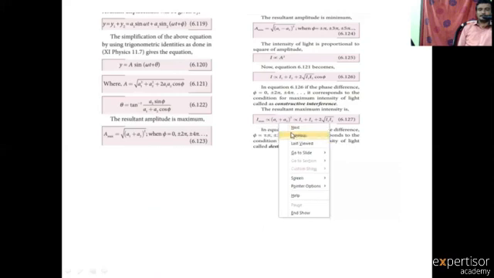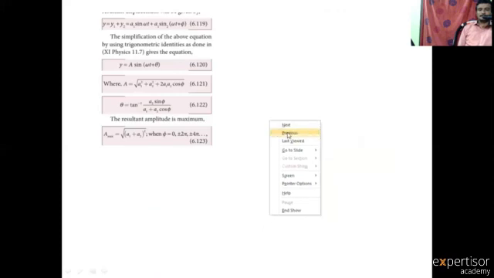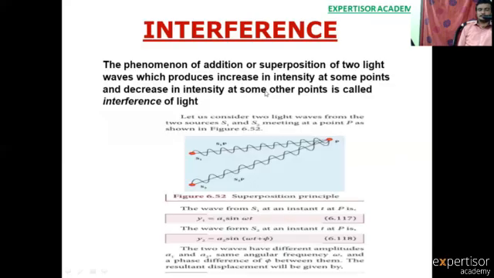We conclude that the phase difference phi between the two waves decides the intensity of light at the point where the two waves meet. So this is the information about interference. Here interference is divided into two types, constructive and destructive.